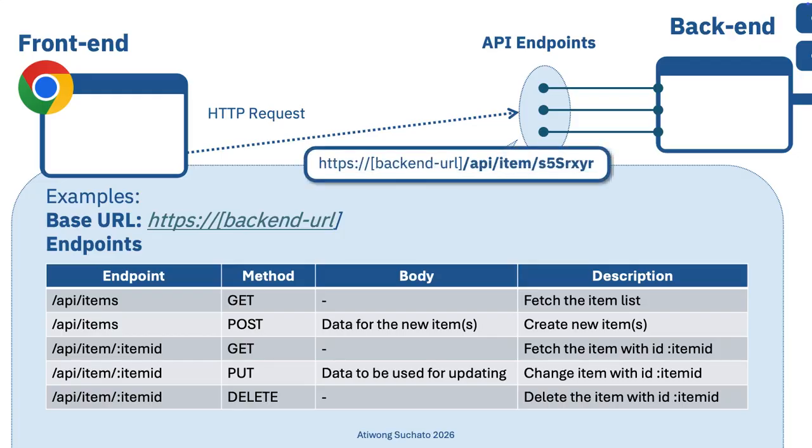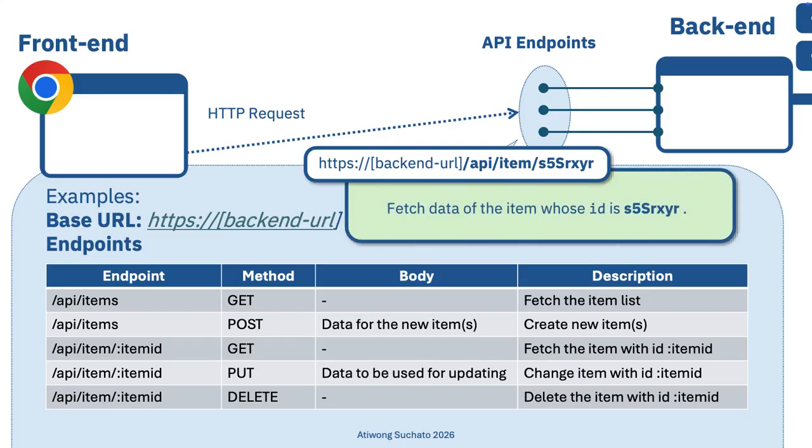Here is an example of how that comes together. We take the base URL, add the endpoint for a particular item, and substitute the actual item ID into the URL. So when the front end sends a GET request to that URL, the backend knows that we are asking it to fetch that specific item. This is how the front end selects not only which backend to contact, but also which operation or resource inside that backend it wants to use.